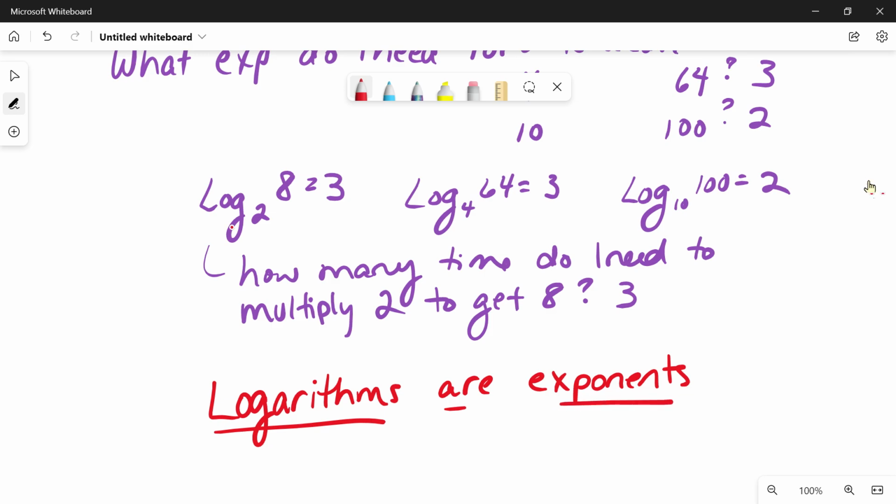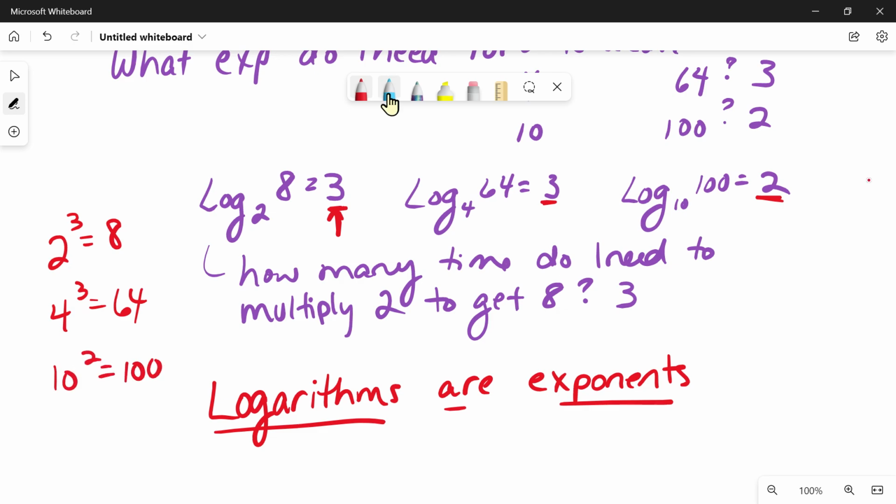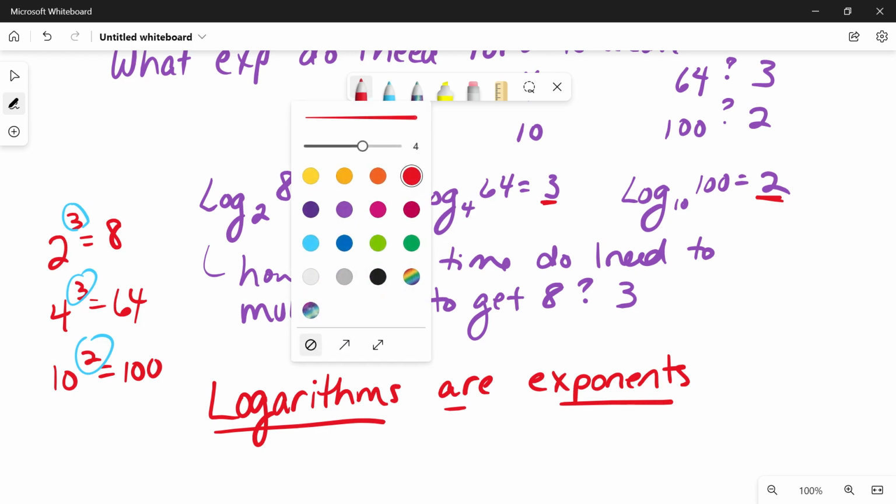When I solve a logarithm, what I'm getting is an exponent. Here, the 3 is the exponent of 2. So 2 cubed equals 8. 4 cubed equals 64, and 10 squared equals 100. With each of these, my exponent is what I got when I solved the logarithm. Hopefully that makes sense for you.